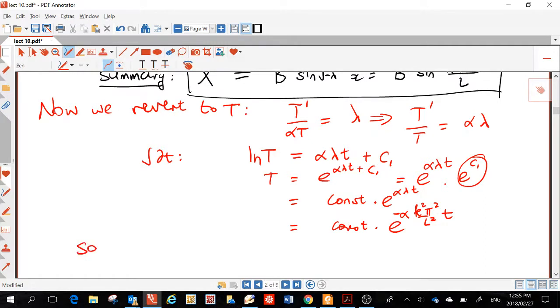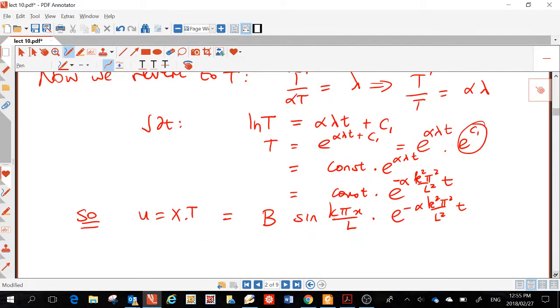So I now have u, which remember is x times t. X was b sine k pi x over L times t, which is e to the minus alpha k squared pi squared over L squared t. That's the x, and that's the t part. I've done both parts now. You may be wondering what happened to this constant here. Well, I just folded it into b. B is a constant anyway.